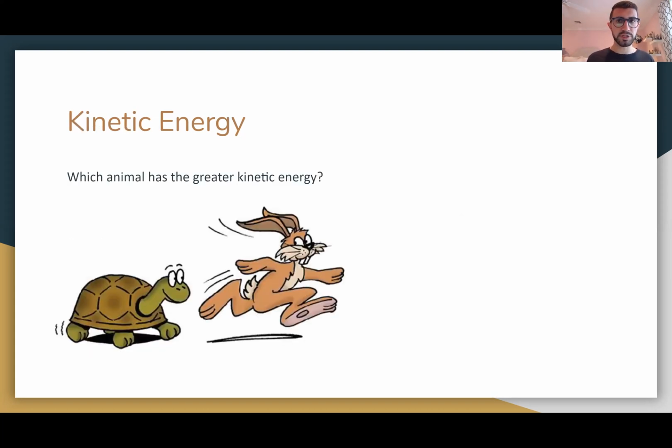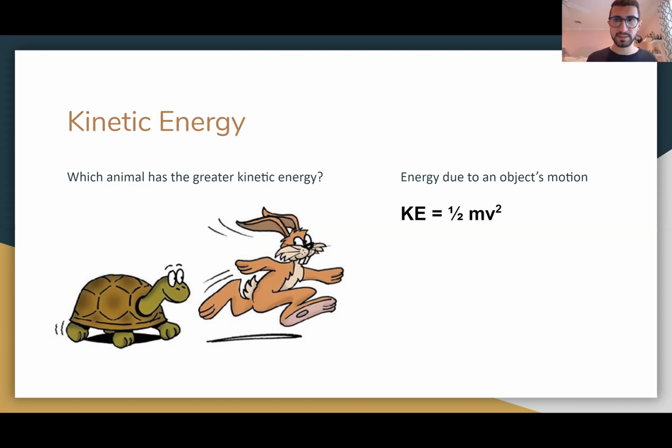So the first type of energy that you've already seen before is kinetic energy. So I have here the famous story of the tortoise and the hare. And we ask, which animal has a greater kinetic energy? Well, in order to answer that question, we have to define what kinetic energy is. Well, it is the energy due to an object's motion. And as you saw, the formula for kinetic energy is 1/2 mv squared, where m is the mass and v is the velocity. So which animal has a greater kinetic energy?